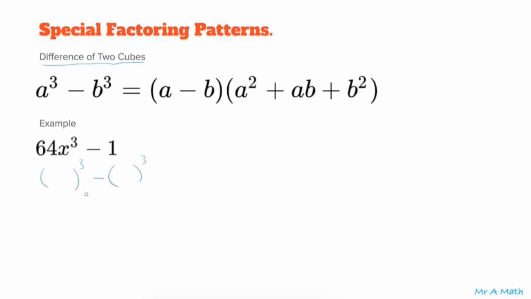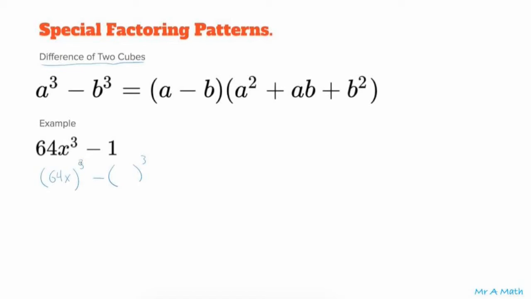So if you watched my sum of two cubes video, I went into a little more detail about this. Go ahead and check that out if you haven't seen it. But the number that goes in here, what to the third power makes 64x to the third? A lot of people incorrectly just write in 64x here. And they say, well, then a has to be 64x.